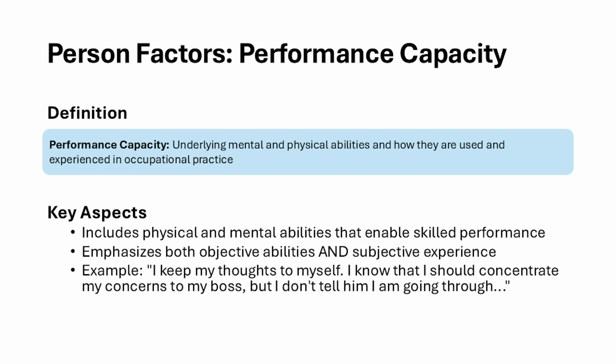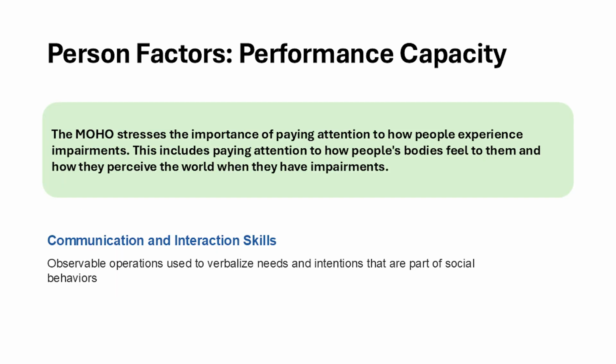I see. So objectively, someone might be cleared to lift 10 pounds. Right. But subjectively, they might be overwhelmed by pain or fear of re-injury or just feeling clumsy. And that subjective experience directly impacts their volition, especially their personal causation. It limits what they believe they can do, regardless of the objective data. That quote about keeping thoughts to oneself, not telling the boss everything, that captures that internal experience influencing action. Exactly. Their performance is constrained by how they feel and perceive, not just by the raw physical or mental capacity.